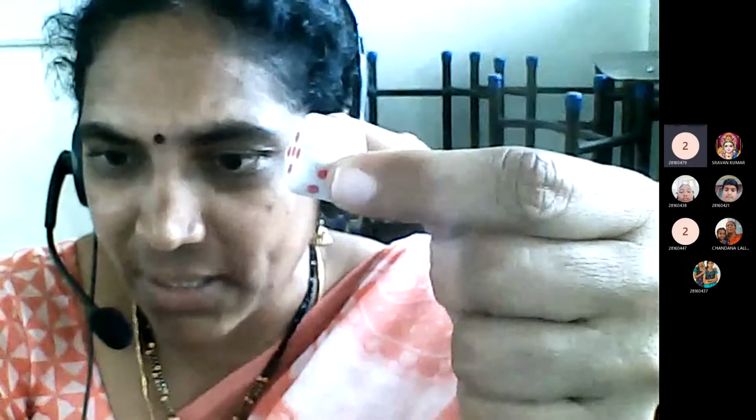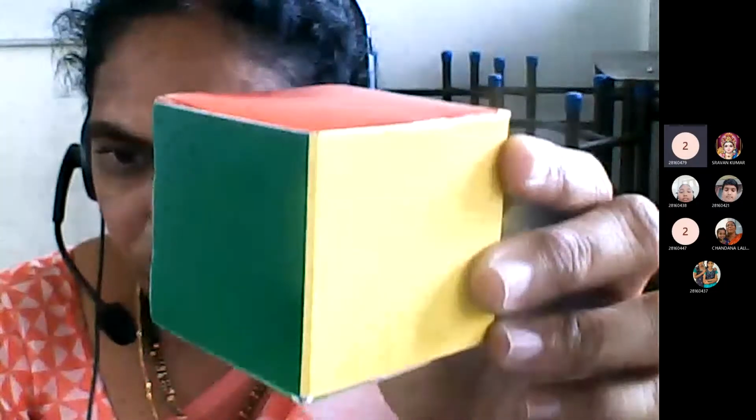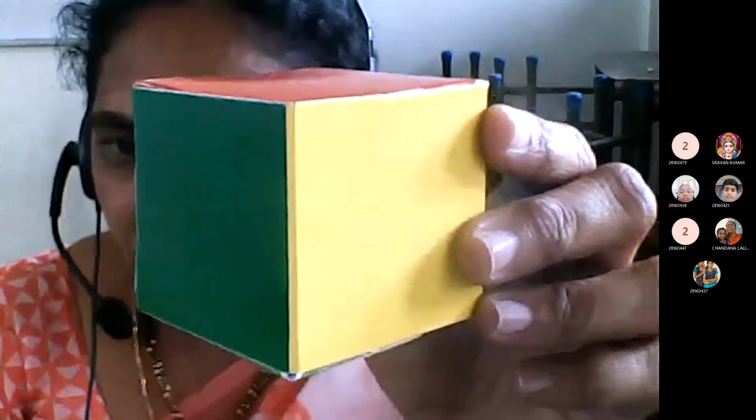What shape it resembles? Say it loudly. It resembles cube shape. Yes, it resembles cube shape. Here, one more shape is there. What is this shape? It is a cube, ma'am. Yes, it is a cube. What is a cube? A cube is a solid figure with 12 edges, 8 corners, and 6 faces. Yes, a cube is a solid figure with 12 edges, 8 corners, and 6 faces.